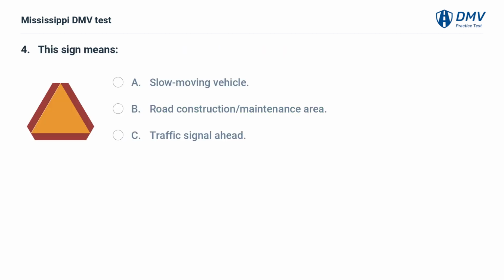This sign means: A. Slow-moving vehicle. B. Road construction maintenance area. C. Traffic signal ahead. The answer is A, slow-moving vehicle. This sign is displayed on slow-moving vehicles.